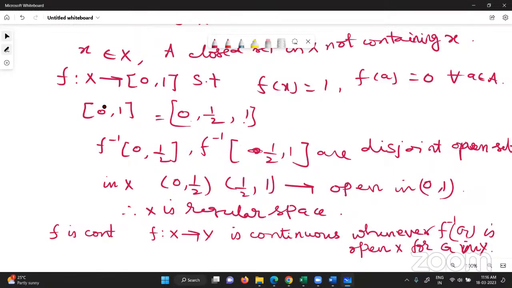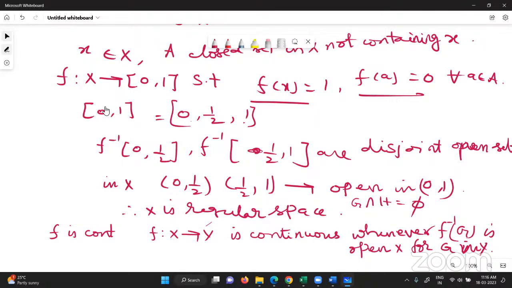So whenever f is continuous, f inverse of [0, 1/2) and f inverse of (1/2, 1] are two disjoint open sets in X. Therefore, you are able to find two disjoint open sets such that f(x) is 1 and f(a) is 0. You are able to find two open sets such that G intersection H is empty. Therefore, X is a regular space. Every completely regular space is a regular space.